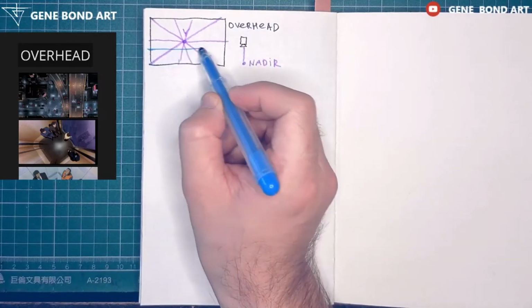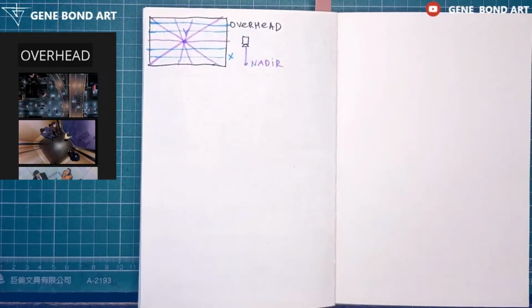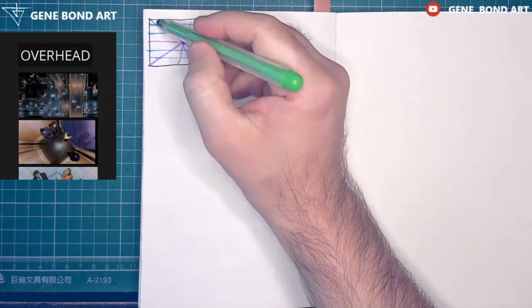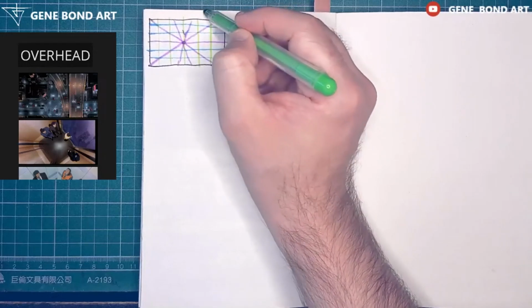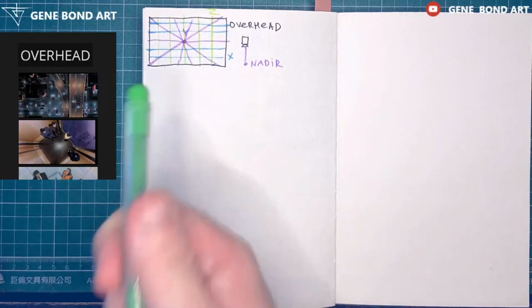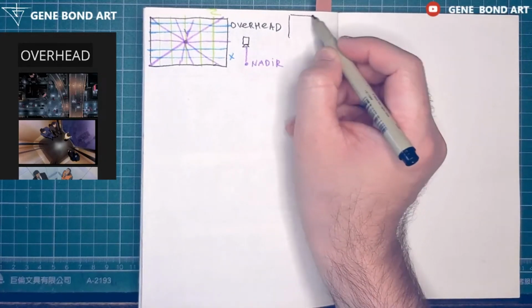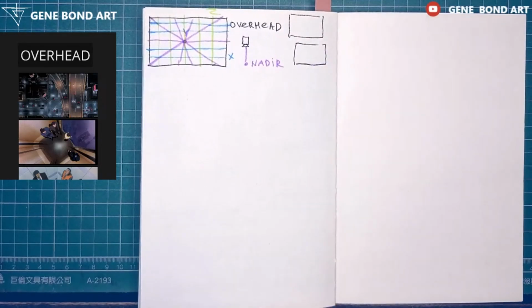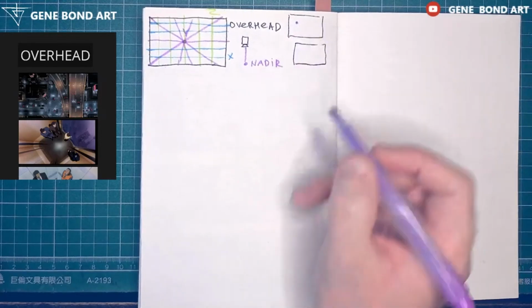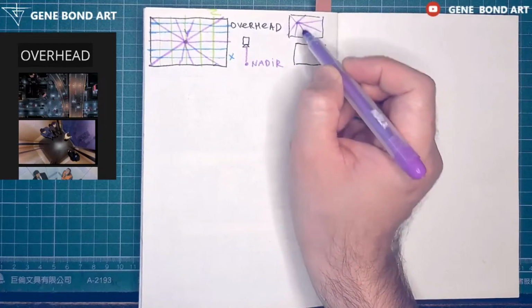Then we have the x-axis and the z-axis. So it's a pattern for this kind of angle, for this kind of shot. And here there are also variables: you can move this vanishing point to any area within your frame.